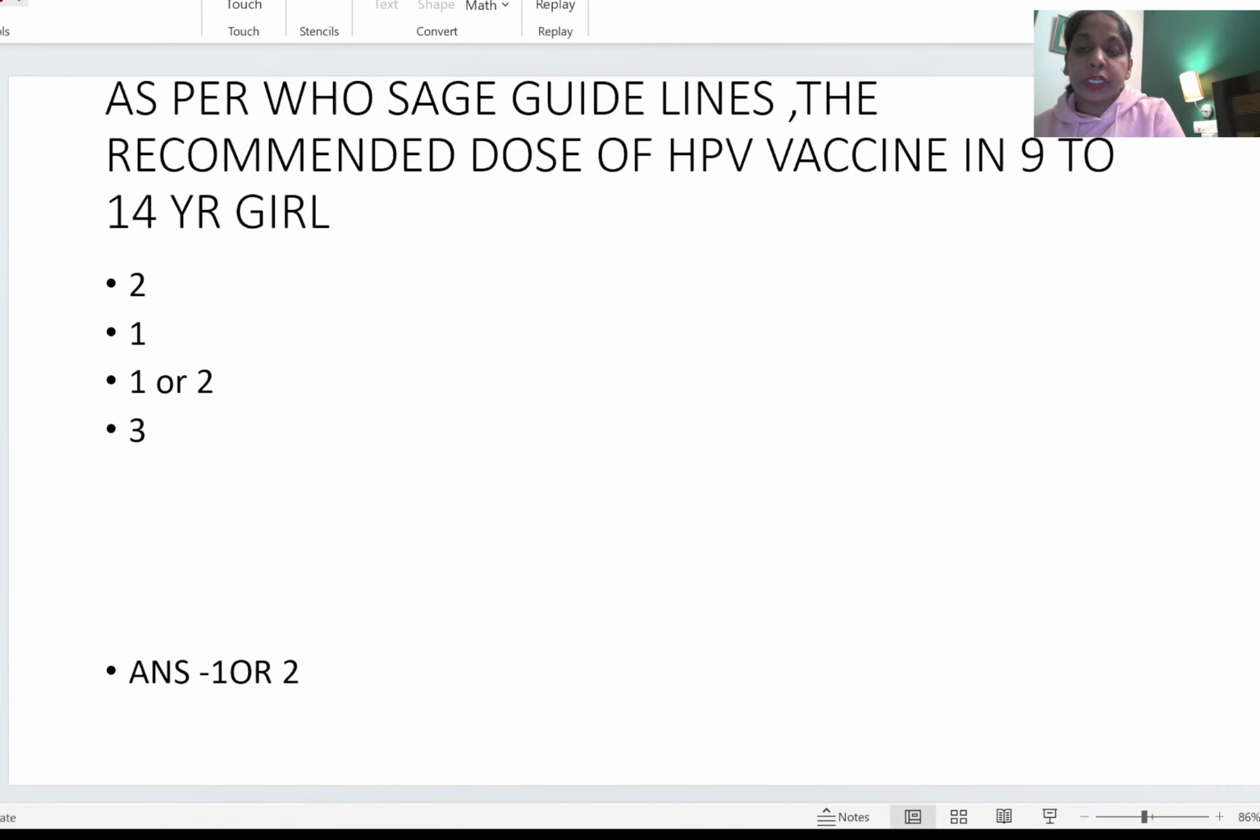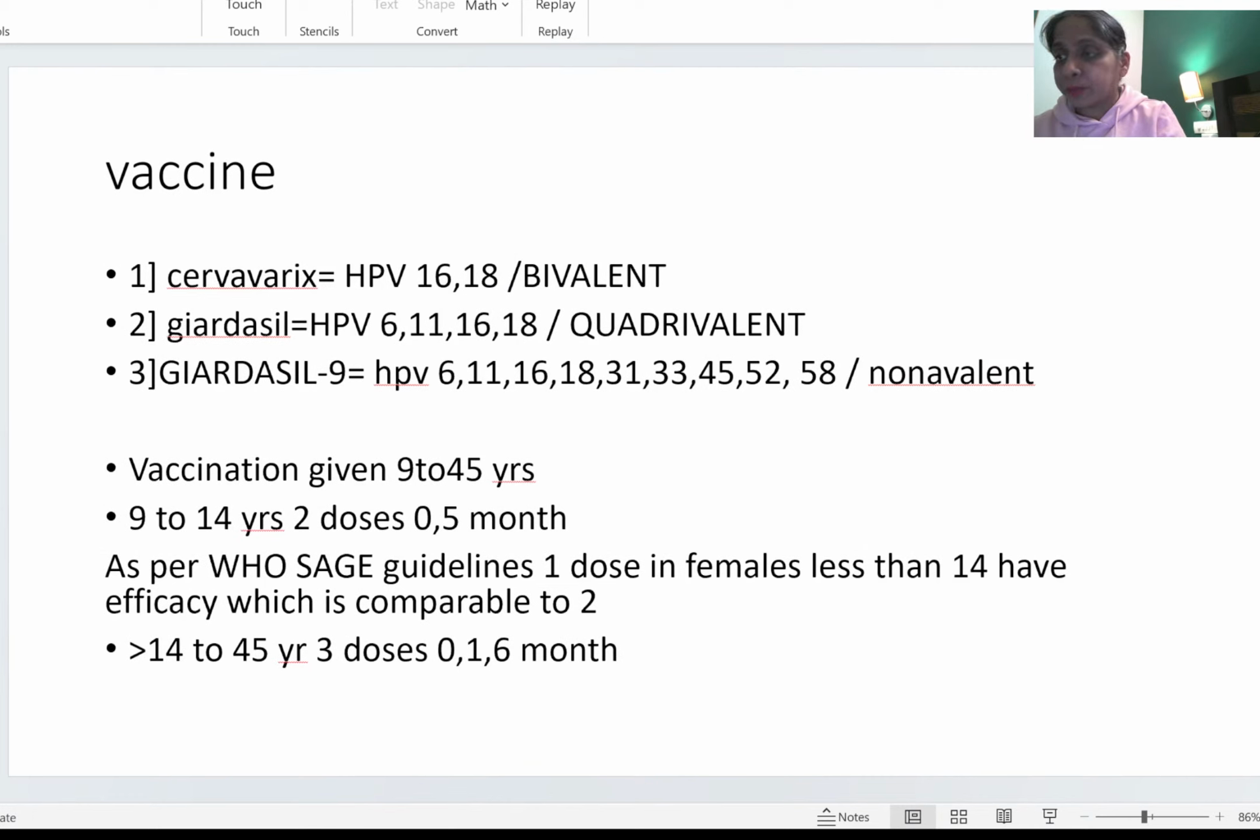Now this was a question which has come as per WHO. As per WHO SAGE guidelines, what is the recommended dose of HPV vaccine in 9 to 14-year-old girls? The answer to this question is 1 or 2. We will study it now.